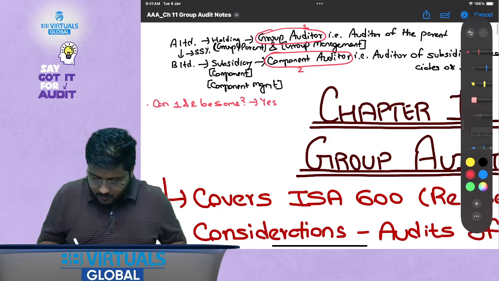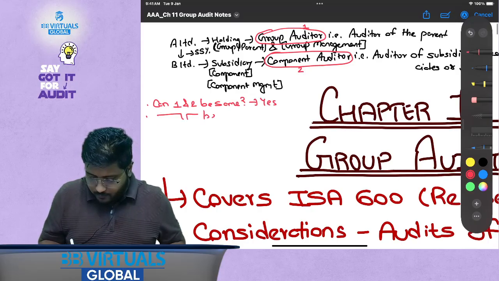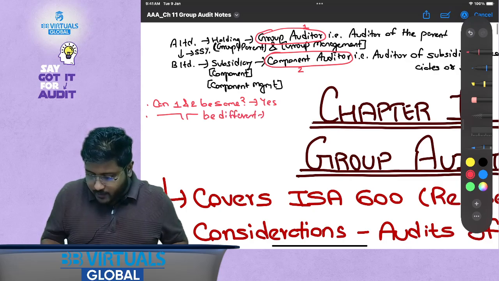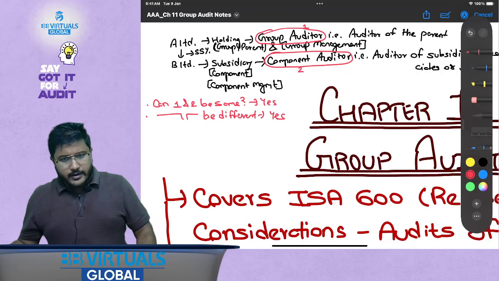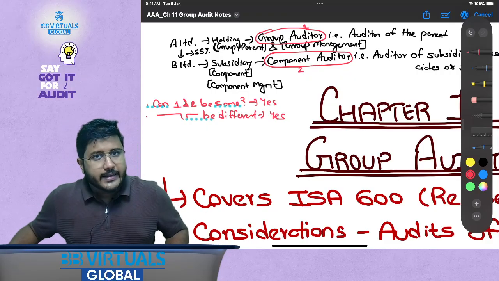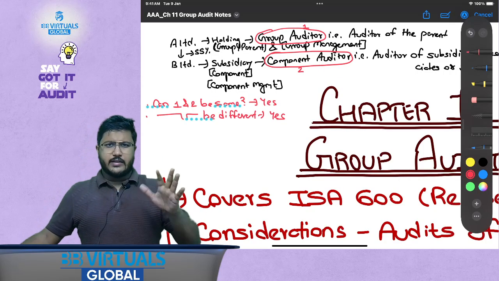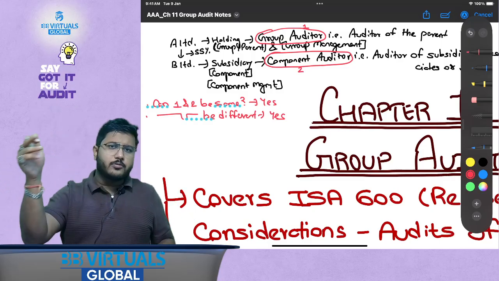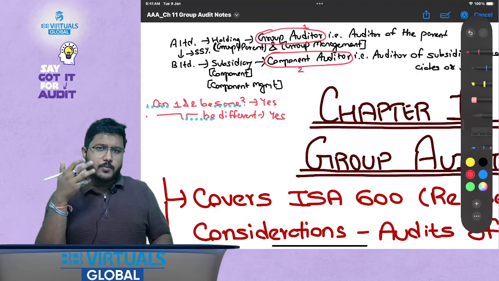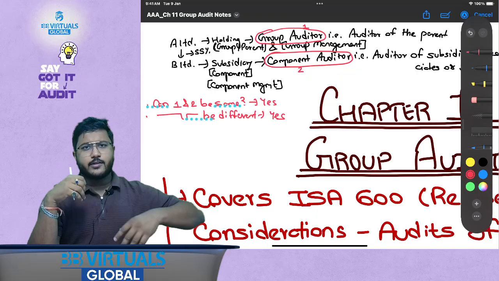Yes. Can 1 and 2 be different? Again, yes. They can be the same, they can be different as well. Now if they are the same, then the story is very much synchronized, right? Whatever would be told by the auditor of the parent company would be followed by the auditor of the subsidiary company in the same format, in the same manner, because they are essentially the same firm.